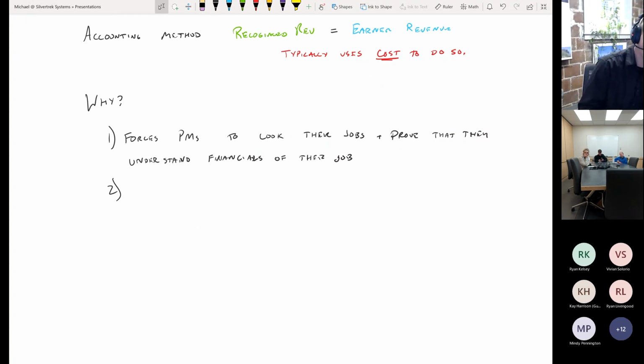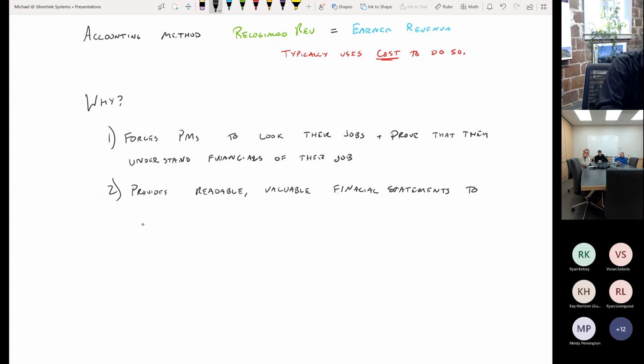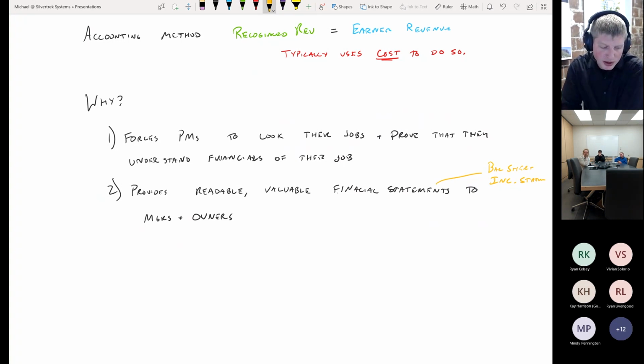Number two, the second reason why we do a work in progress schedule in a company on a regular basis: it provides readable, and therefore valuable, financial statements to the managers and owners. So readable and valuable financial statements. What we're talking about here is a balance sheet and an income statement. So we are providing readable, valuable financial statements to the managers and owners.